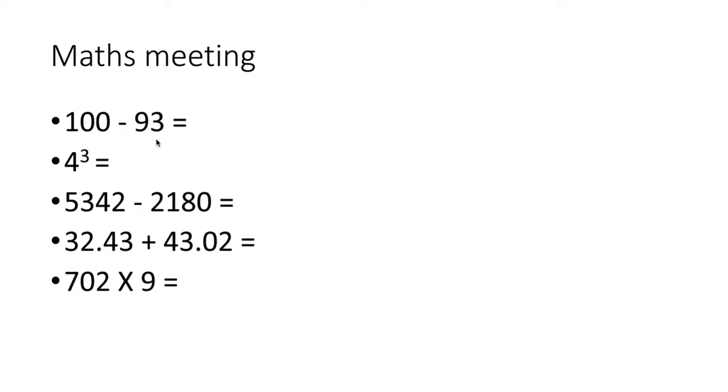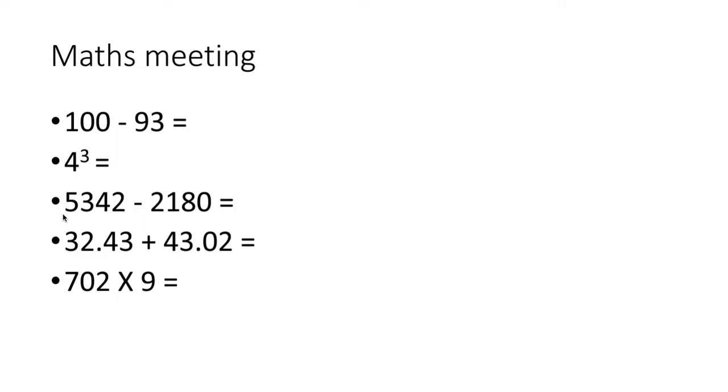100 minus 93, and definitely do this one mentally. Slight change in the next one. It's 4 with the superscript 3 there. So instead of being squared today, it's cubed. When we cube a number, we multiply it by itself 3 times. So for this example, it'd be 4 times 4 times 4. You might need to use a written method for that final times 4.